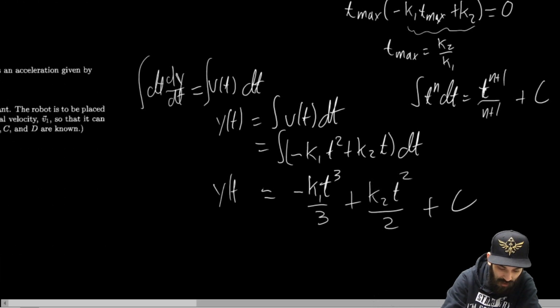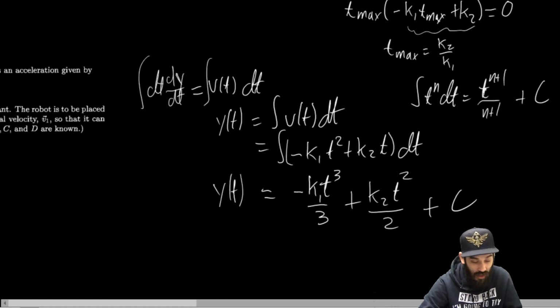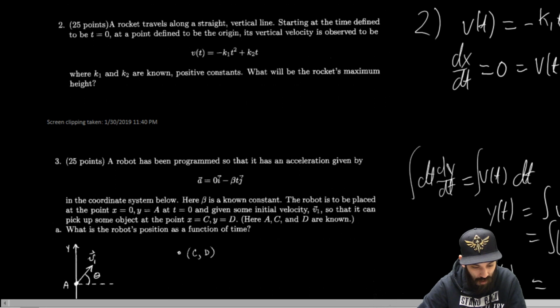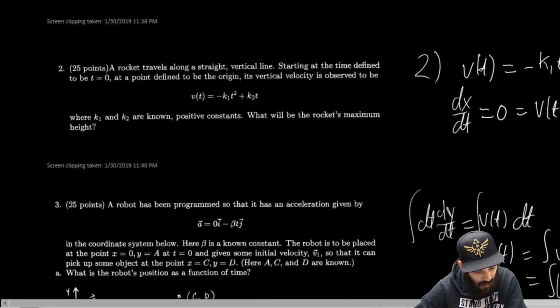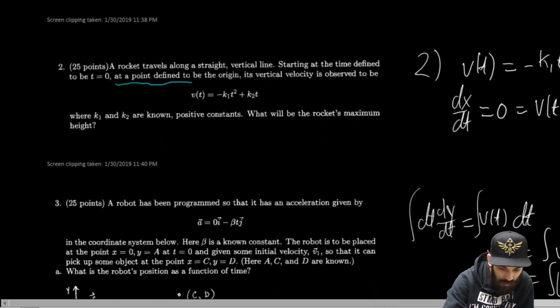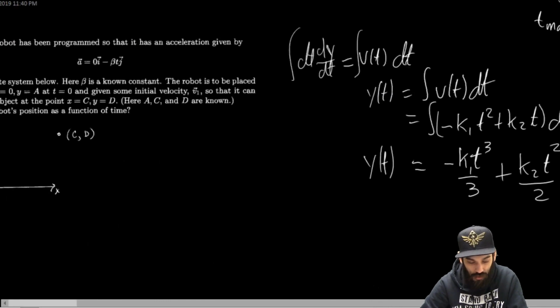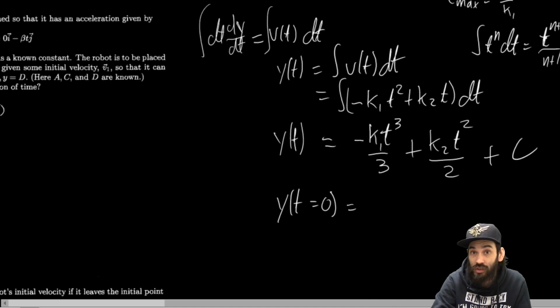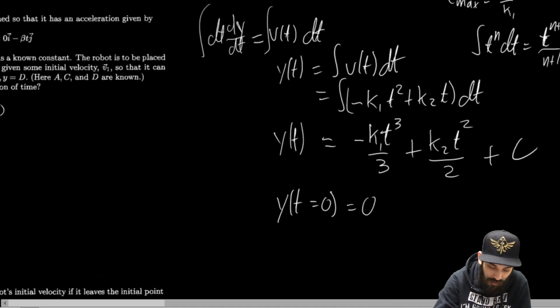So this is our y of t. Now we need to evaluate what this constant of integration is going to be, and there is some information in the statement of the problem that's going to help us. That is to say that in the statement of the problem it says, at a point defined to be the origin at time t is equal to 0. So what that says is that y of t is equal to 0. So when we evaluate our function when the time is 0, the height is 0.